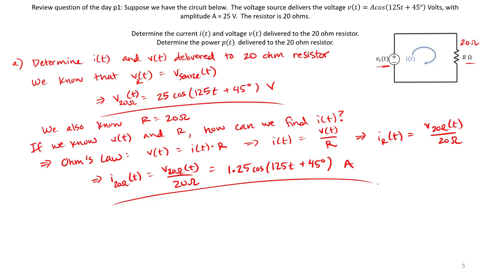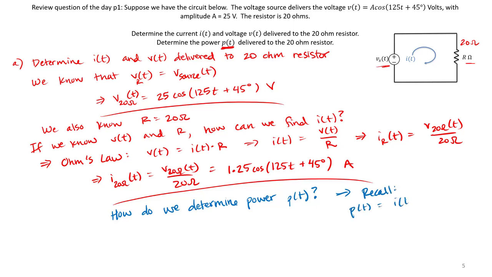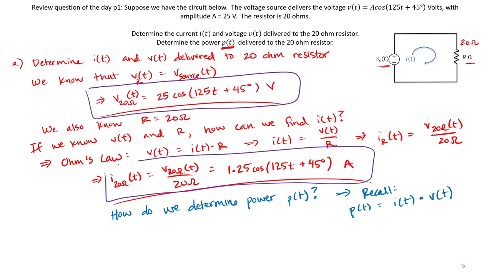Our next question is to determine power delivered to that resistor. So how do we determine power? Well, you might remember our power, p(t), is just current times voltage. So we just need to substitute in and multiply current and voltage in order to find our power. Let's give this a try.